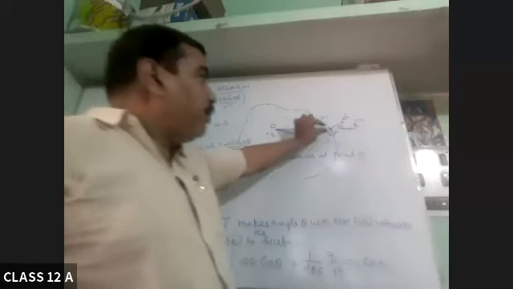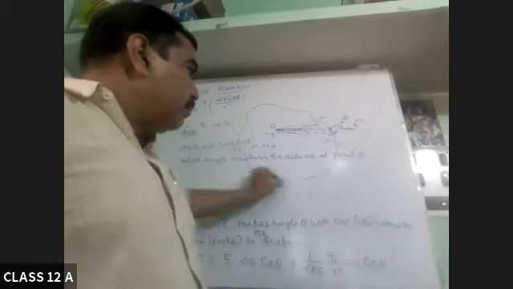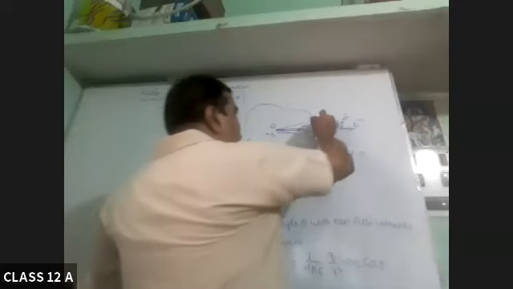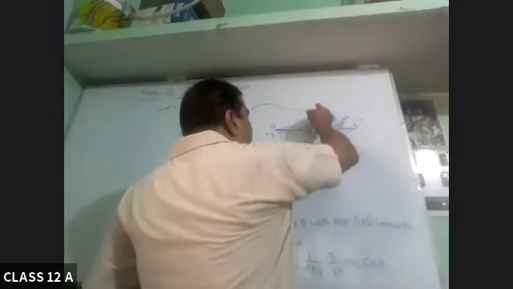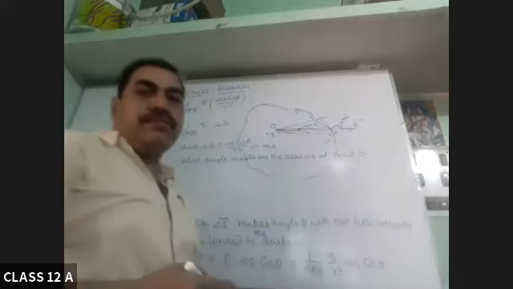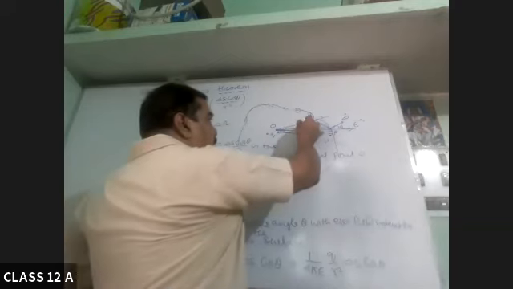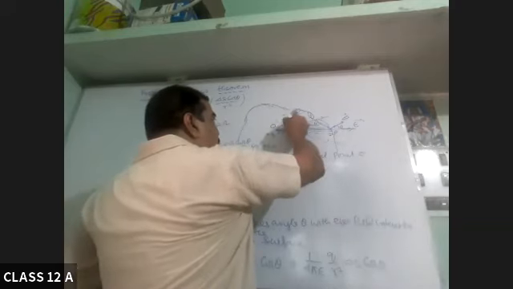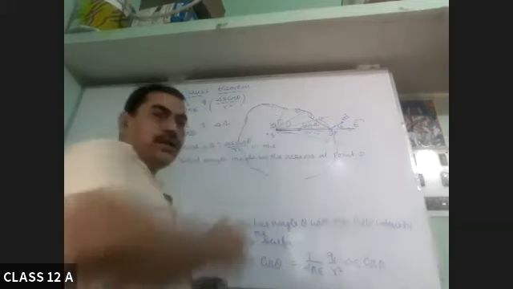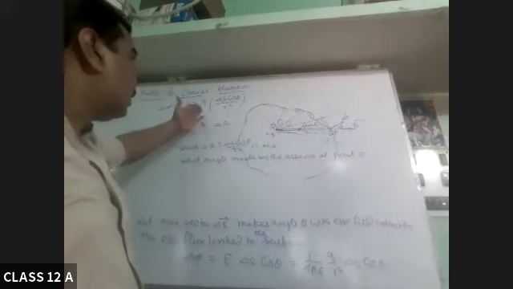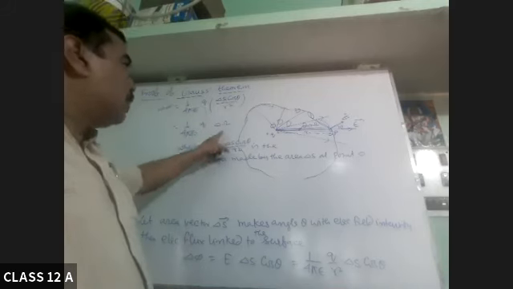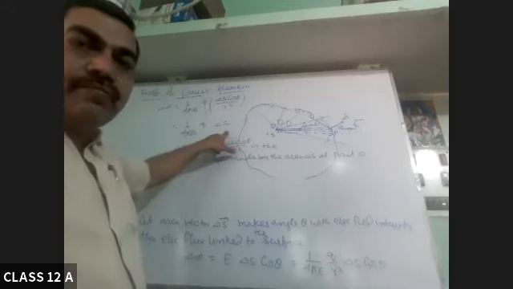Now we keep on adding this area so that we can find the total flux. This area will add, this area will add, all we will add. Then what is adding? This solid angle plus this solid angle plus this solid angle plus this solid angle. So all the solid angles will be added, because these all are constant. Q is same, 4 pi epsilon is same. So what is left? Only solid angle.